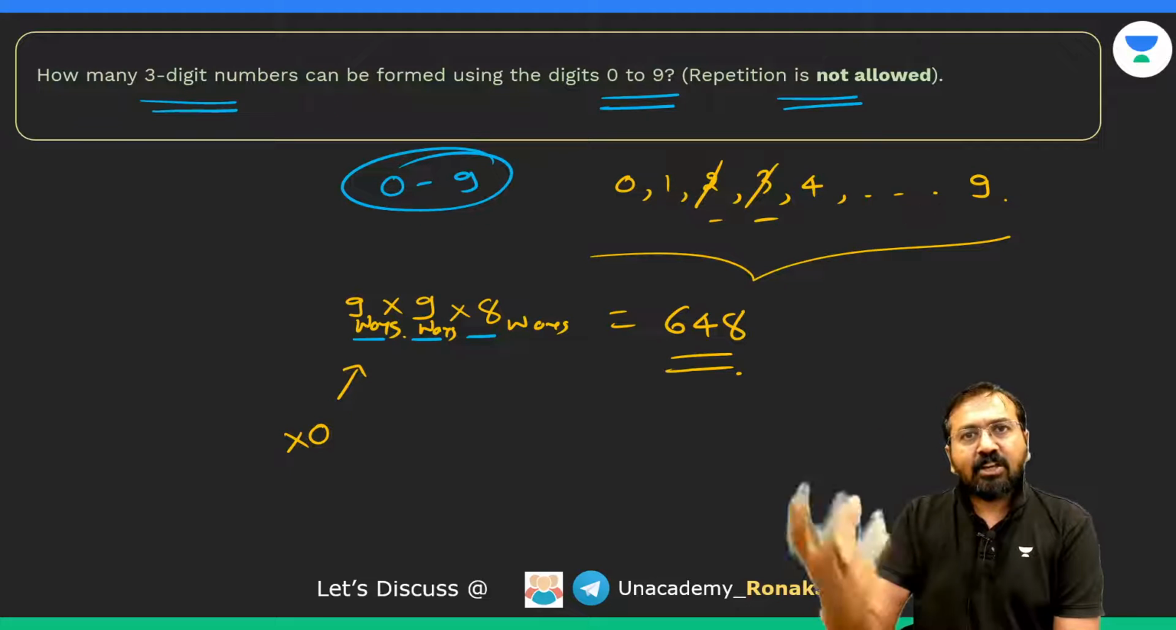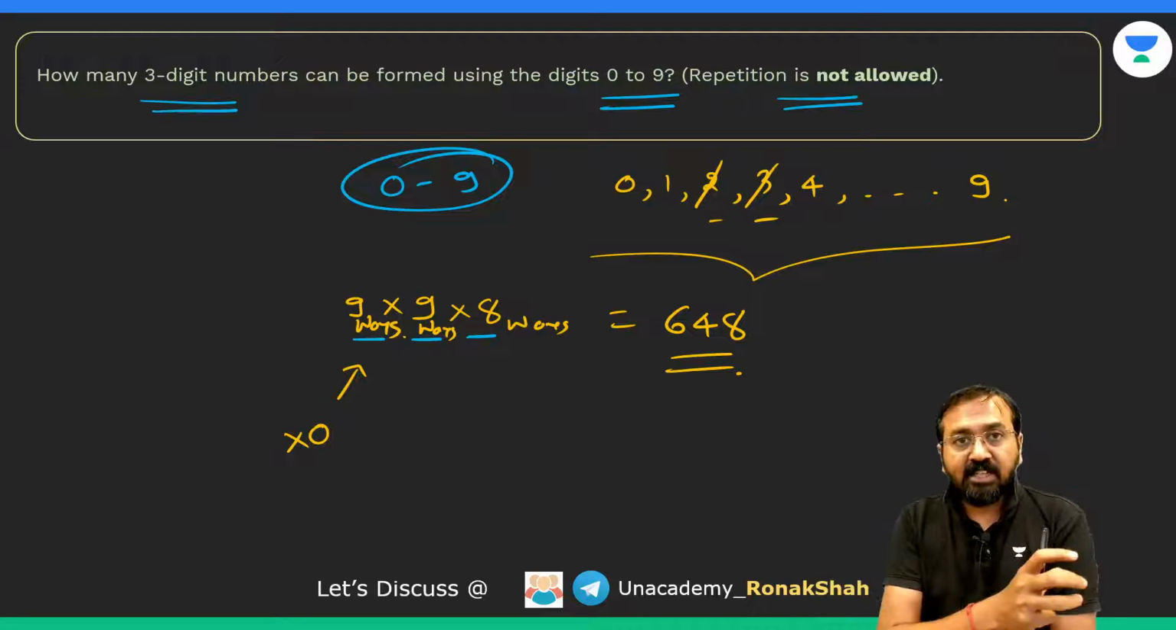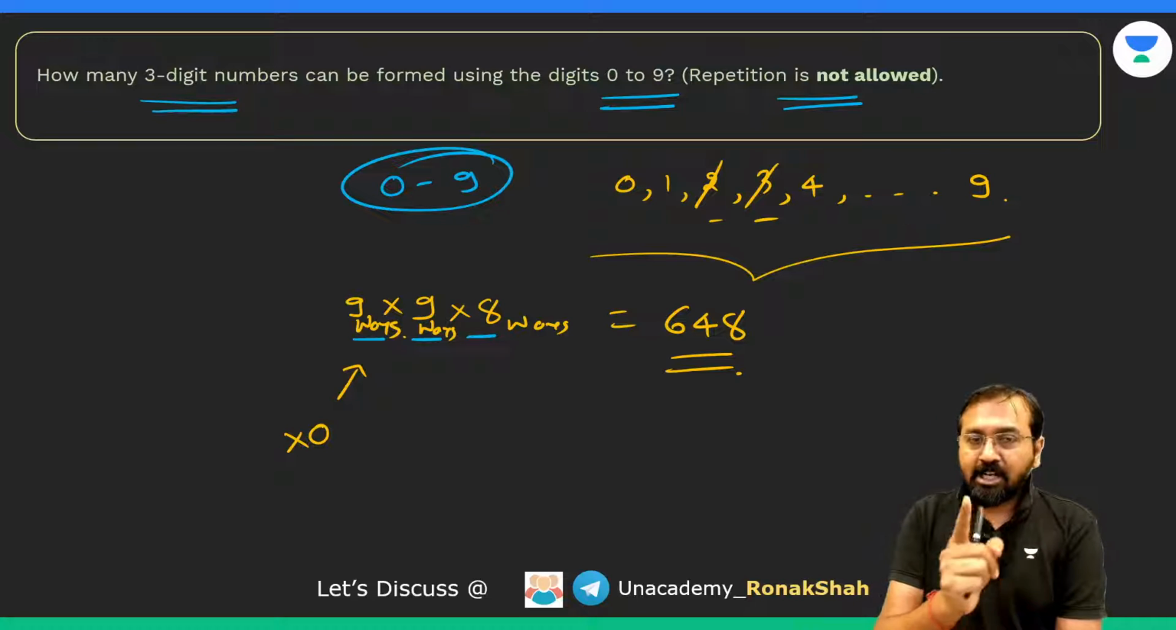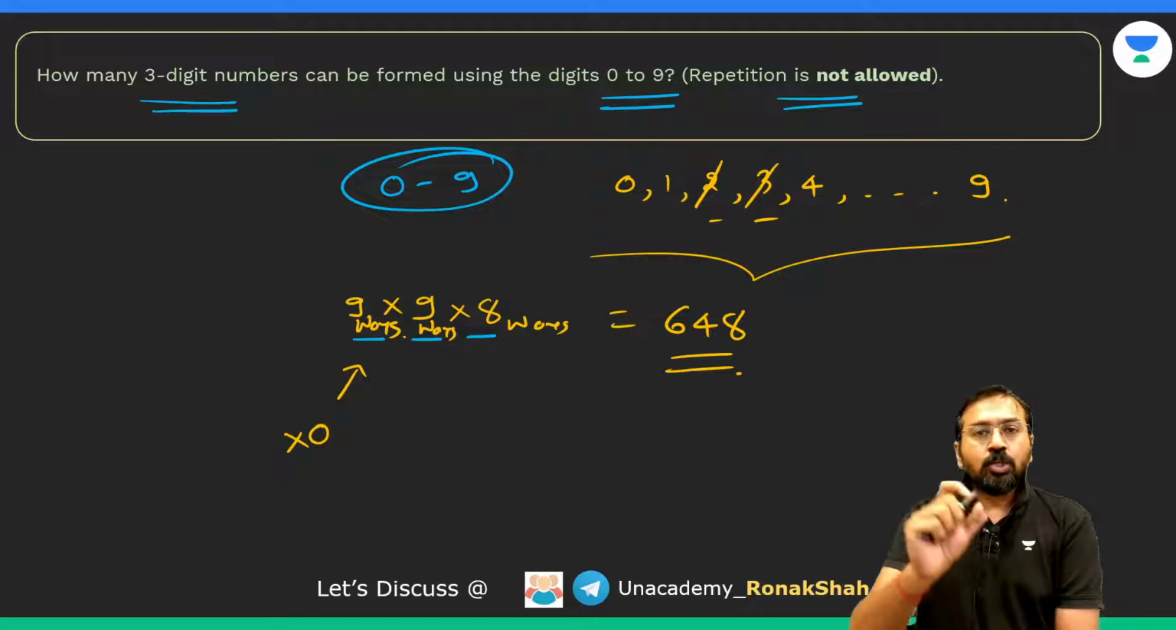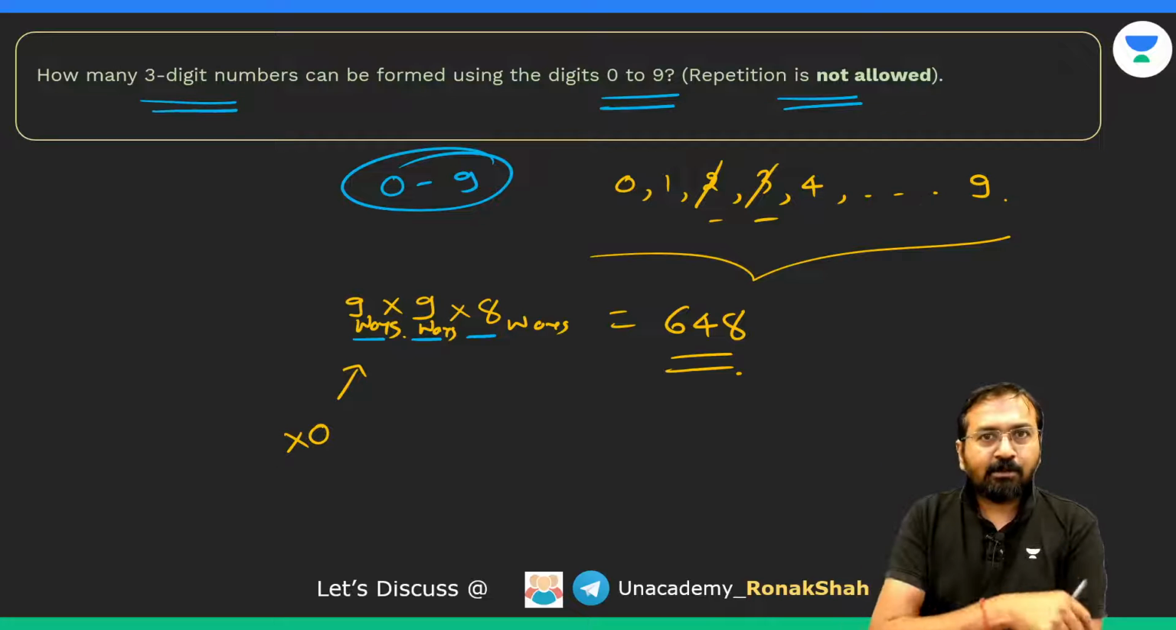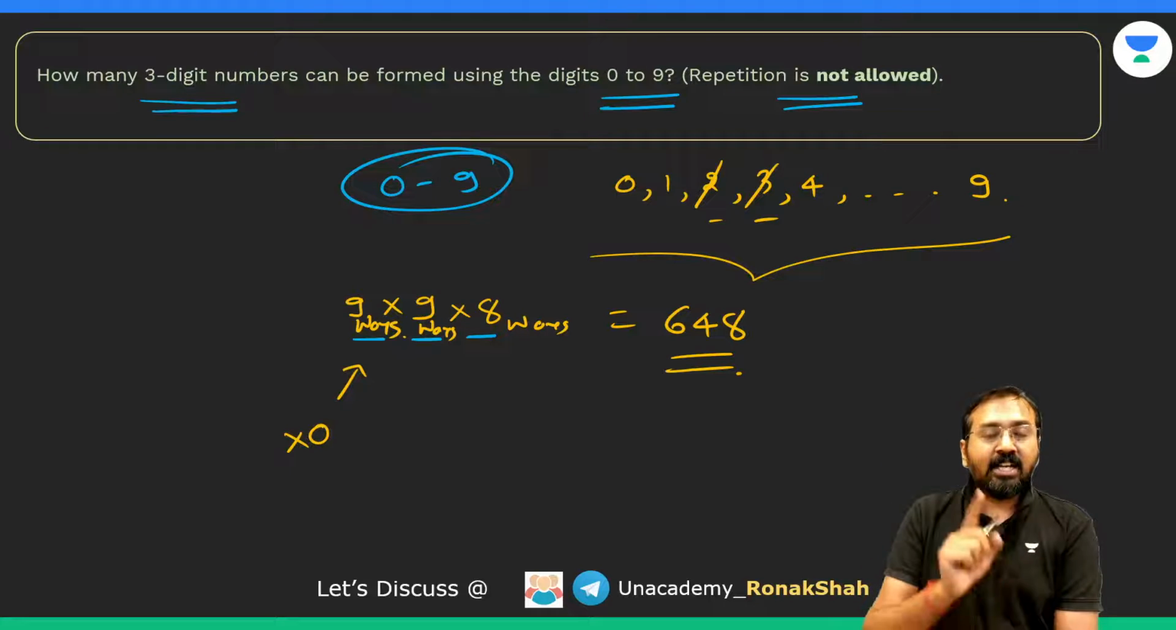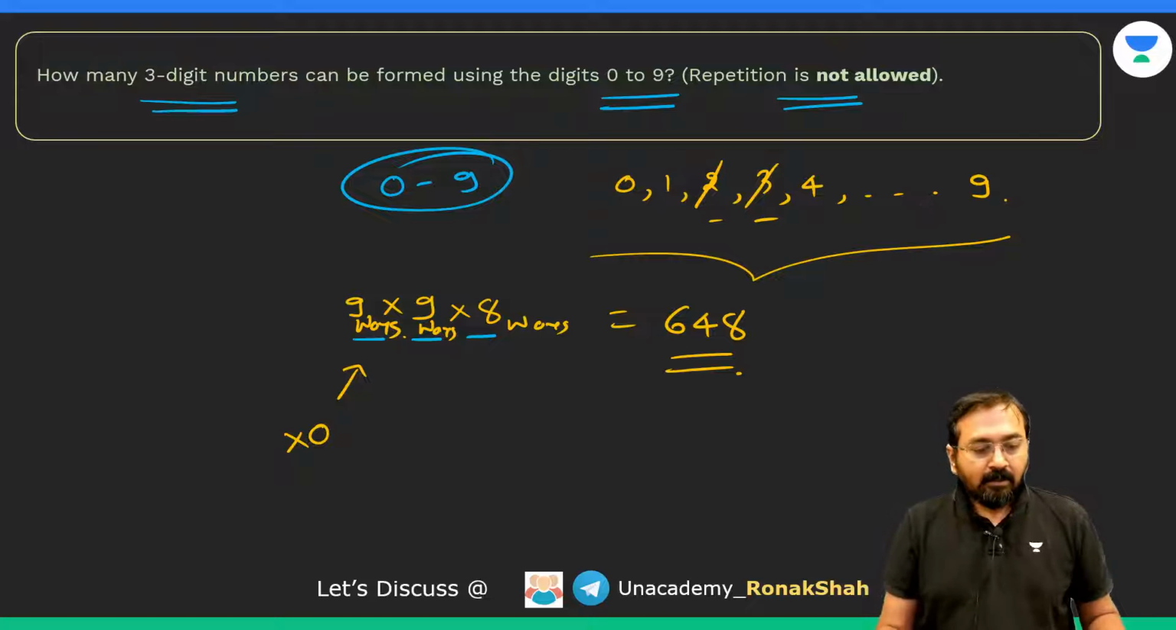Now similarly, can you think how many of these numbers are even, how many of these are odd? Remember, it will not be 324, 324. So just calculate the number of ways and do let me know in the comment section what your answer is, and I'll tell you whether it's correct or not.